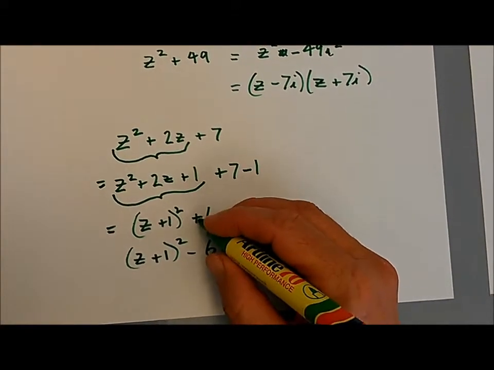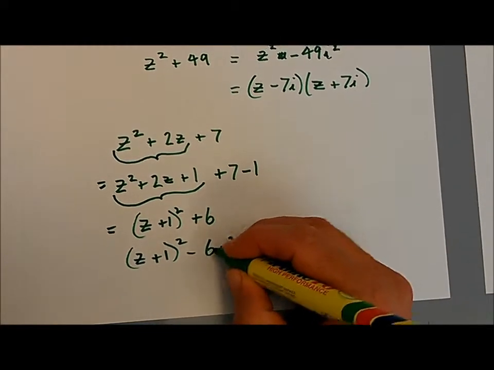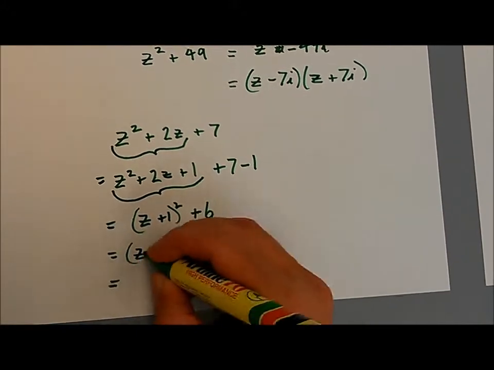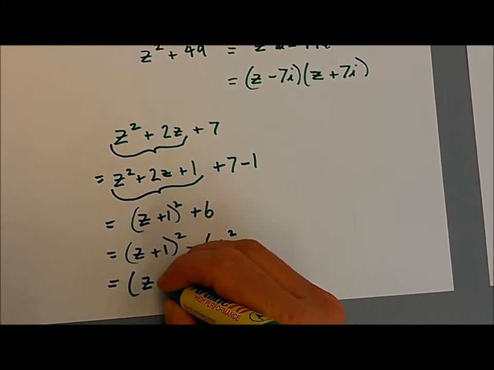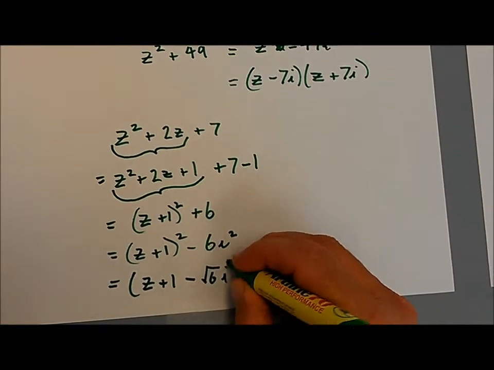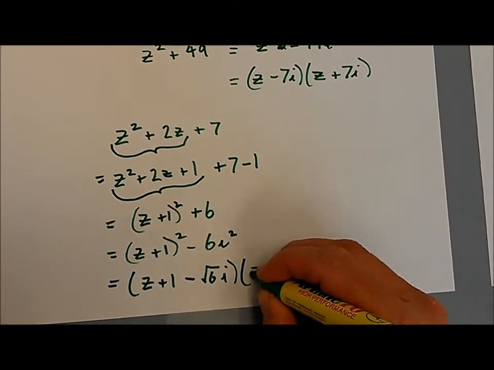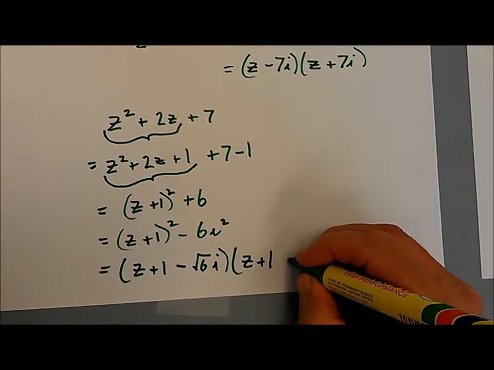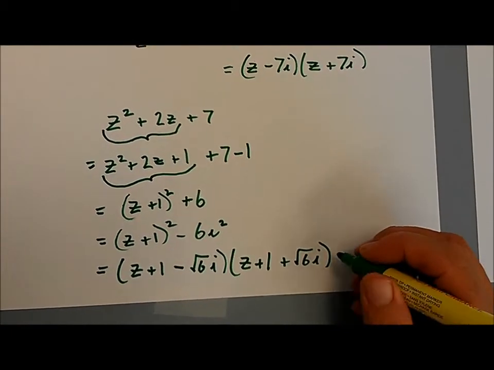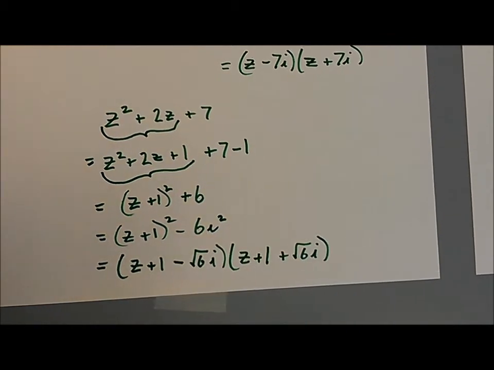But to keep it balanced, I use i squared. Negative times negative is positive. This becomes my first term, so it becomes z plus 1 minus root 6i when I factorise it, and this will be z plus 1 plus root 6i, in factored form, just using a difference of squares factor on this.